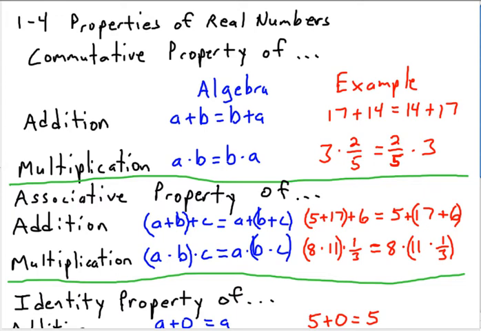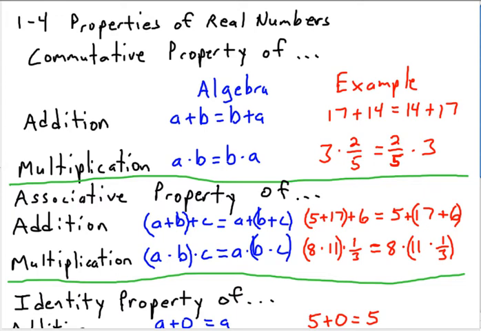Basically means that when you're adding two numbers, it doesn't matter which number comes first. You can add them in any order. For multiplication, same thing. When you're multiplying two numbers, it doesn't matter the order. So 2 times 3 is 6, but 3 times 2 is also 6.